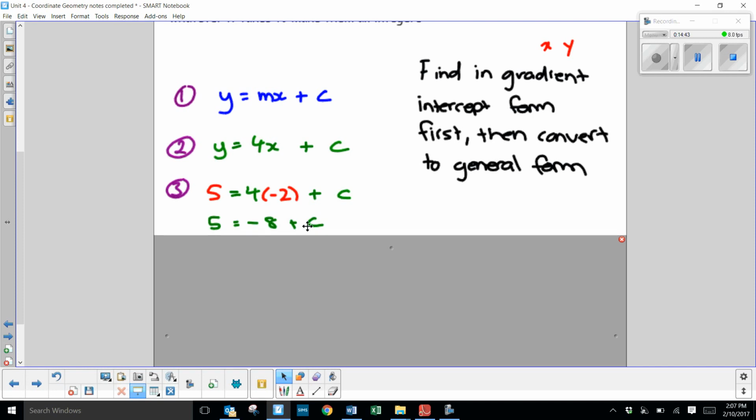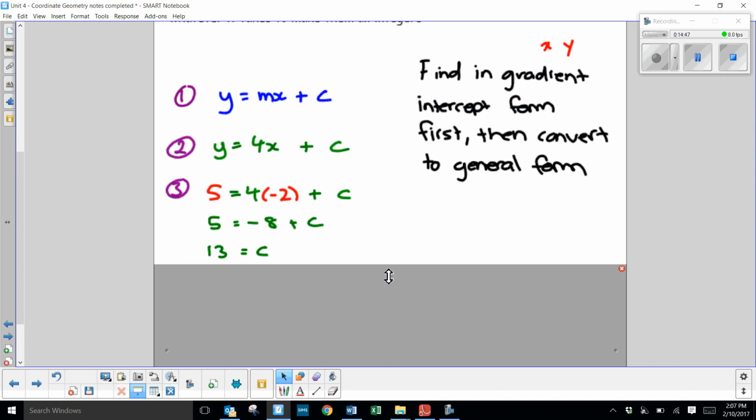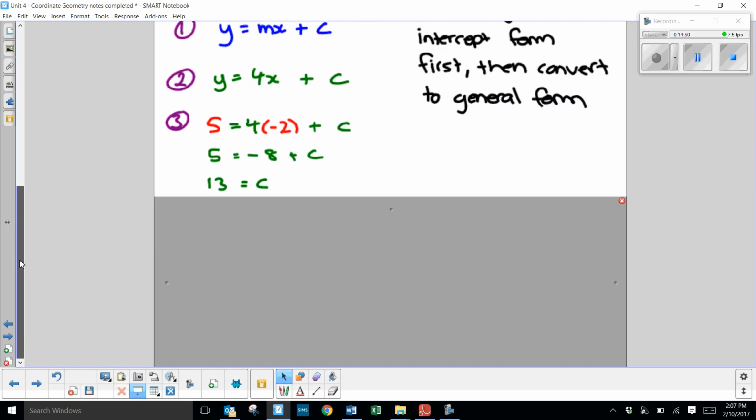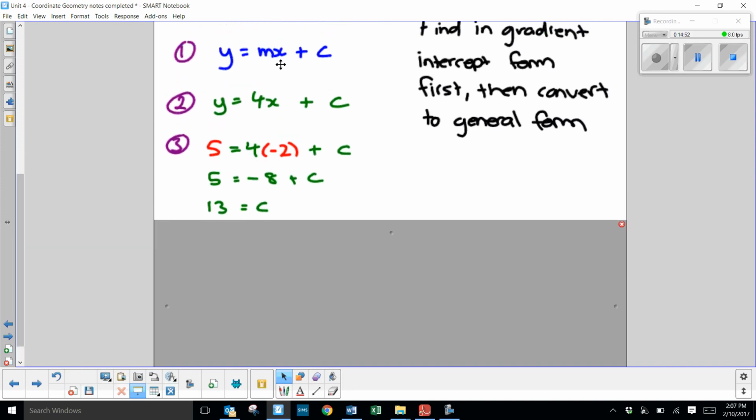Now write the final equation in gradient intercept form. Just sub in the m and the c. m is 4. What is c? 13. So here's our gradient intercept form. That would get you a fair few marks just doing that.